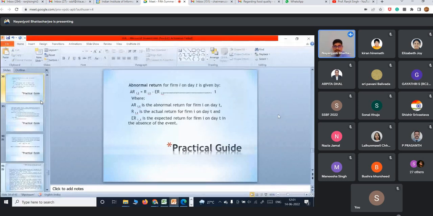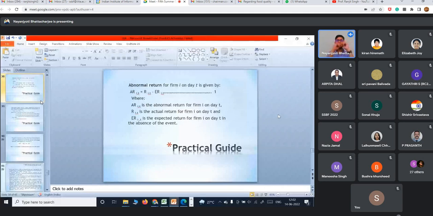The first slide is: how do I measure abnormal return? The key concept, abnormal return, I can define using this equation. The abnormal return for a given firm i on a given day t is the difference between the actual return for firm i on day t, that means whatever return we have observed, and the expected return, which I calculate using the return generating model in the absence of the event. So that is the difference.